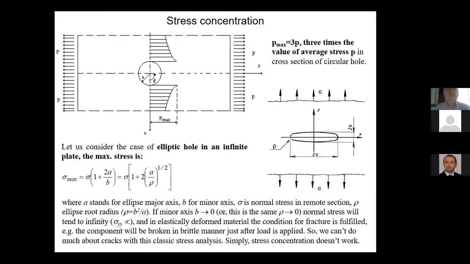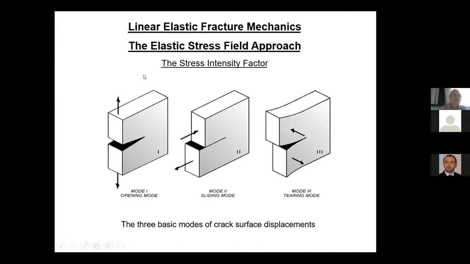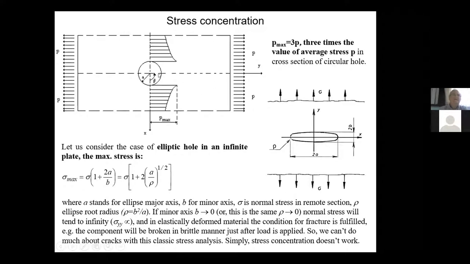So let us concentrate on stress concentration to start with. This is a very old scheme with tensile stress P. Actually, even this P is old, it should be sigma. And later on, we will use sigma for remote stress and for stress in general. And there is a circular opening here, hole, which causes, of course, stress concentration.